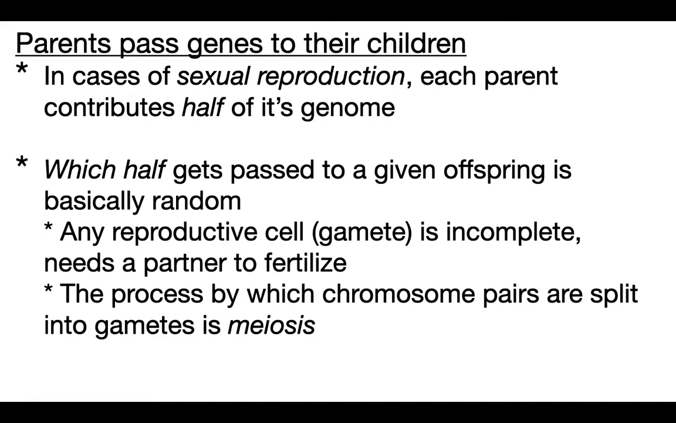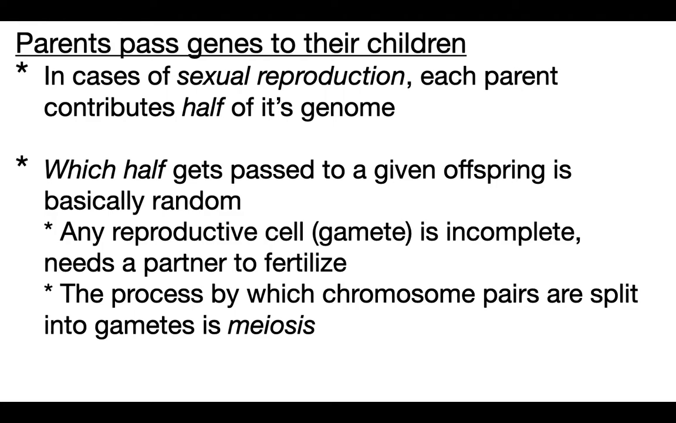So first of all, parents pass genes on to their children. When we talk about parents and children, we really are talking about sexual reproduction. Sexual reproduction occurs not only in almost all animals, but also in many, many kinds of plants and fungi. So all kinds of eukaryotes include sexually reproductive parent-children relationships. In cases of sexual reproduction, each parent contributes half of its genome.